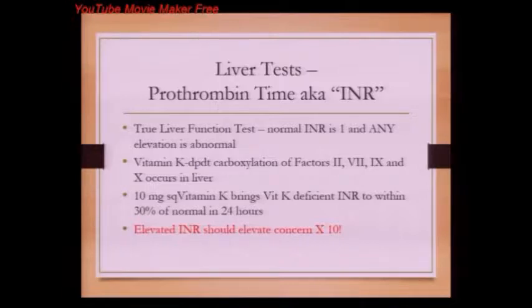Give it sub-Q or IV or some way that you don't have to absorb it through the bowel, and give yourself a chance to repeat it and see if it really is still elevated in spite of the availability of that nutrient. So it's a little caveat. The INR has always got that little asterisk. Check to be sure vitamin K is sufficient before you use it as a sign of liver disease. But if it is a sign of liver disease, it's a very serious sign of liver disease.